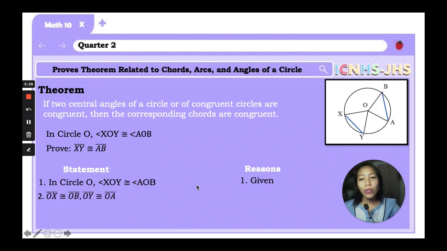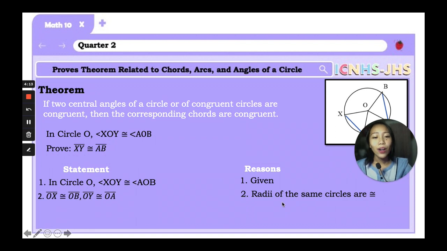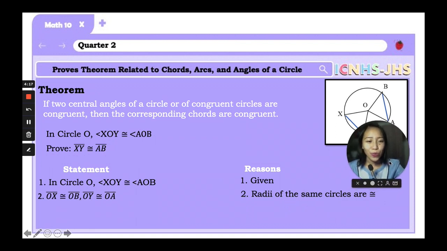Our second statement will be: segment OX and segment OB. From our illustration, OX is here, and OB is also here. If you could see, these two segments are congruent, as well as segments OY, this is OY, and segment OA, which are also congruent. What will be the reason? That is because radii of the same circle are congruent. So they are congruent.